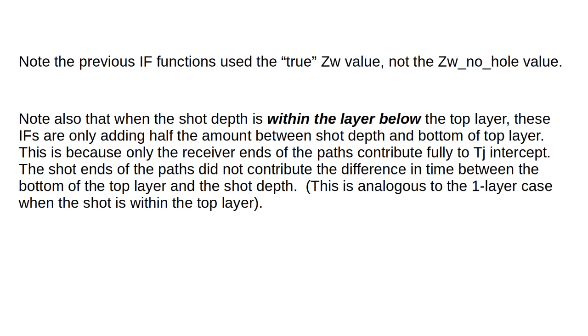Note the previous if functions used the true top layer thickness value, not the top layer no hole thickness value. Note also that when the shot depth is within the layer below the top layer, these ifs are only adding half the amount between shot depth and bottom of top layer. This is because only the receiver ends of the path contribute fully to the Tj intercept. The shot ends of the path do not contribute the difference in time between the bottom of the top layer and the shot depth. This is analogous to the one layer case when the shot is within the top layer.